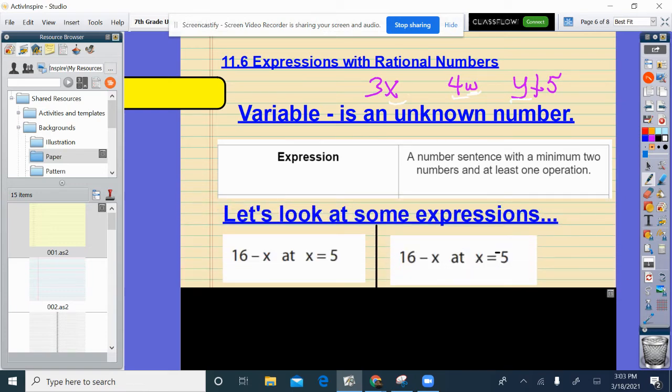So for example, here, this 16 minus x qualifies as two numbers because x is just an unknown number. It is a number, we just don't know what it is. So how do we solve something like this, or what I like to call, simplify.